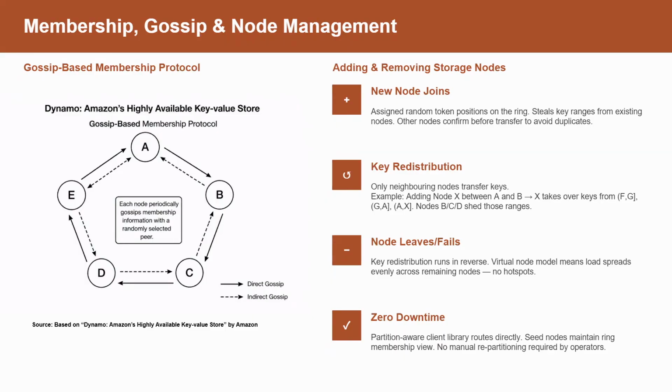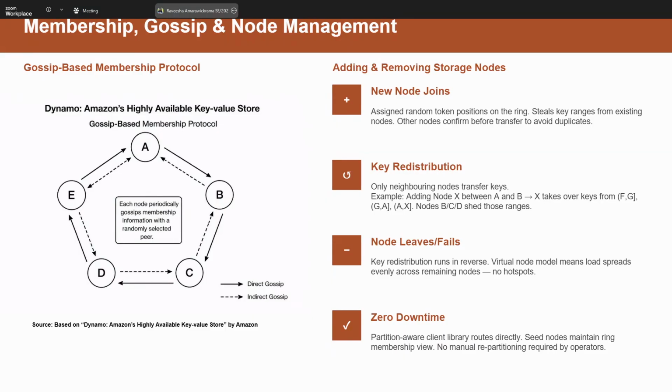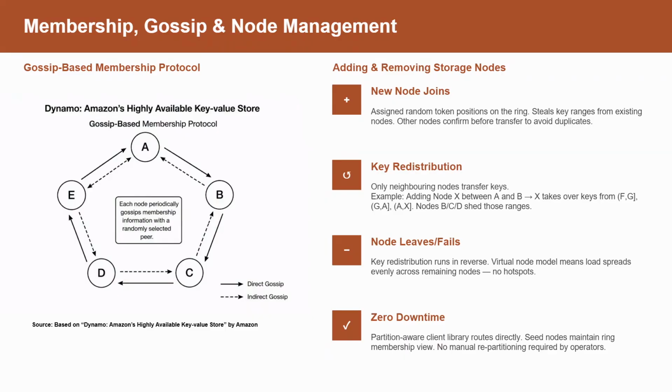It is an overlay handover. For example, if node X is placed between node A and node B, node X takes over responsibility for the keys in that range. Nodes B, C, and D simply share that range. When a node leaves or fails, the process runs in reverse.